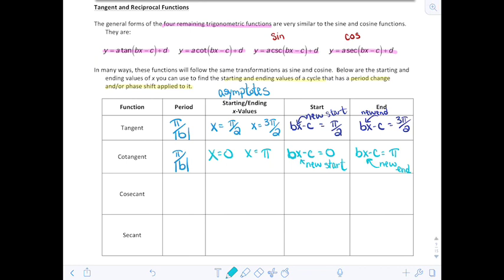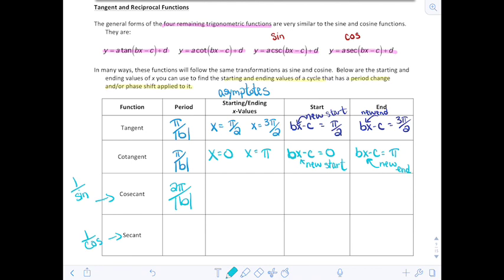So then let's finish off with cosecant and secant. So cosecant, as we know, is the reciprocal of sine. That's the same as 1 over sine. And secant is the same as 1 over cosine. So those are our reciprocal functions. We know that the cosecant, being the reciprocal of sine, also takes 2 pi radians to complete one cycle. So to find the period of cosecant, it would be 2 pi over b, and we'll do the absolute value.